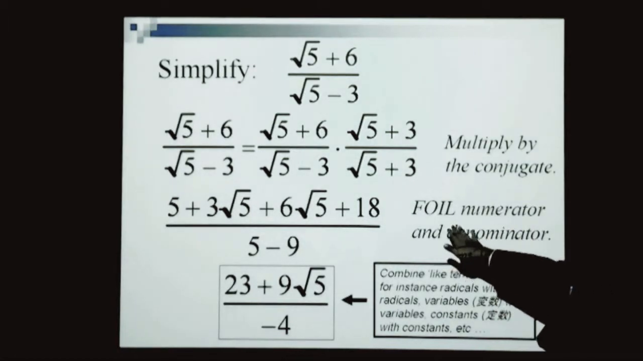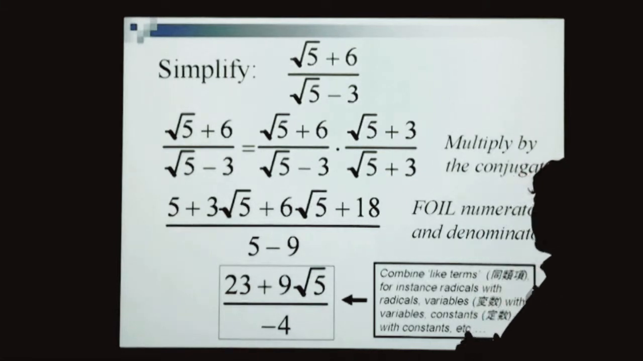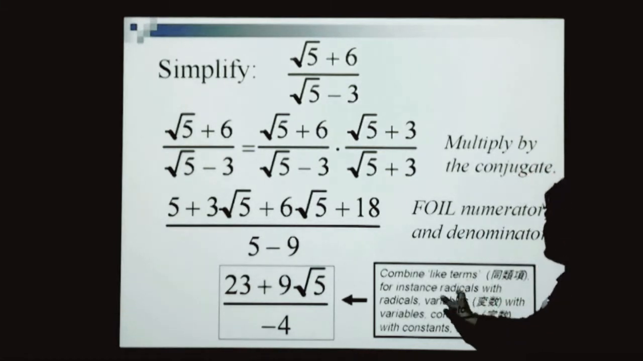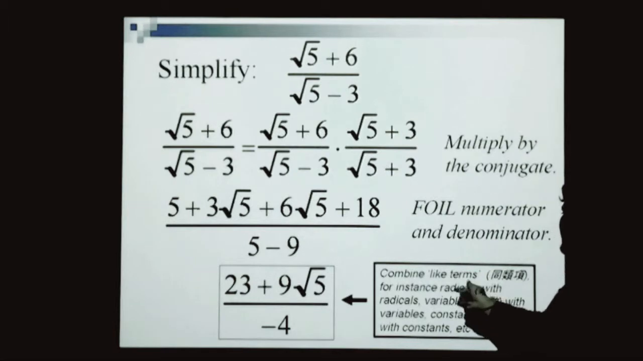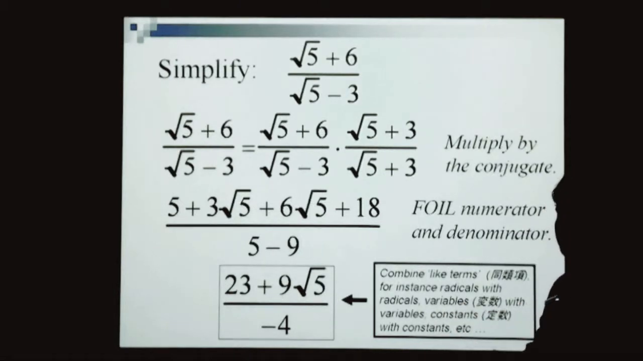Soon we're going to go through the FOIL method. This is a very popular method, I believe, used in the United States. Okay. But first of all, another thing to remember is to combine like terms. Okay, for example, radicals with radicals, variables with variables, constants with other constants.